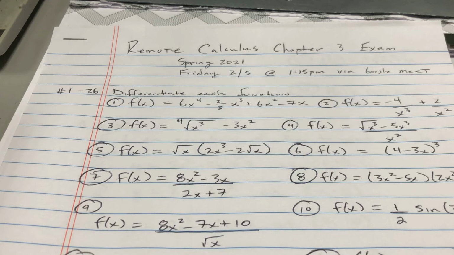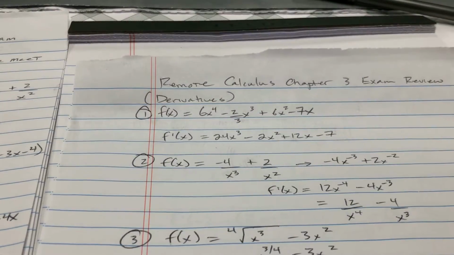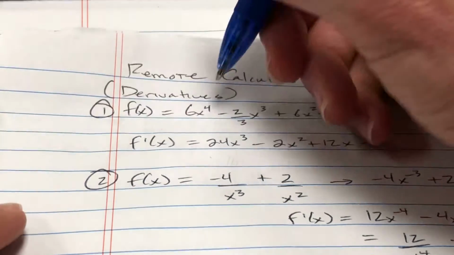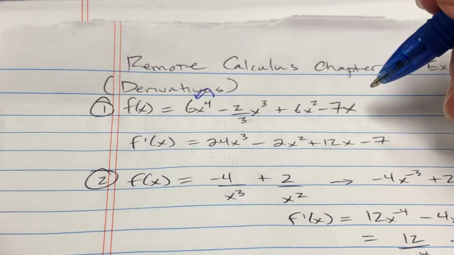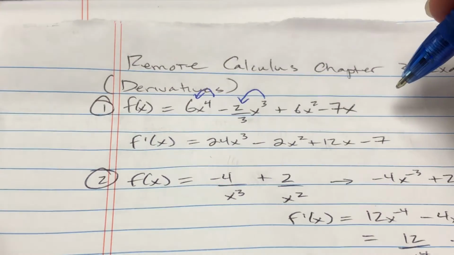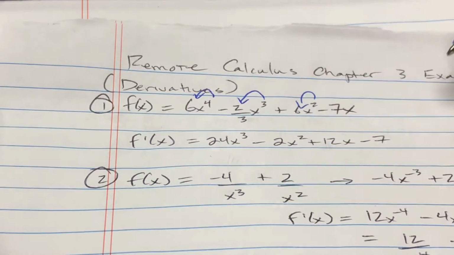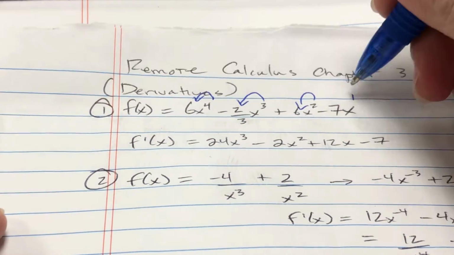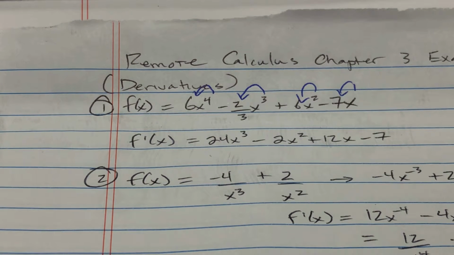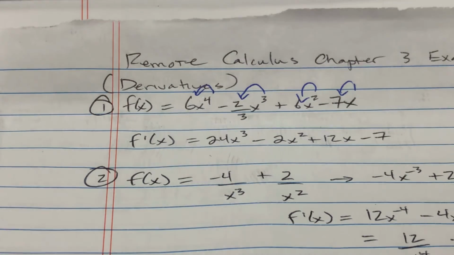Problems 1 through 26, find the derivative. So at the top, I've written each individual f of x, and then showing you the work. This first one is simply the power rule. Bring down 4 times 6, 24, 1 power less. 2/3 times 3 is 2, 1 power less. 2 times 6 is 12, 1 power less. 1 times negative 7 is negative 7, x to the 0, which is just a negative 7 there. So that is my answer.